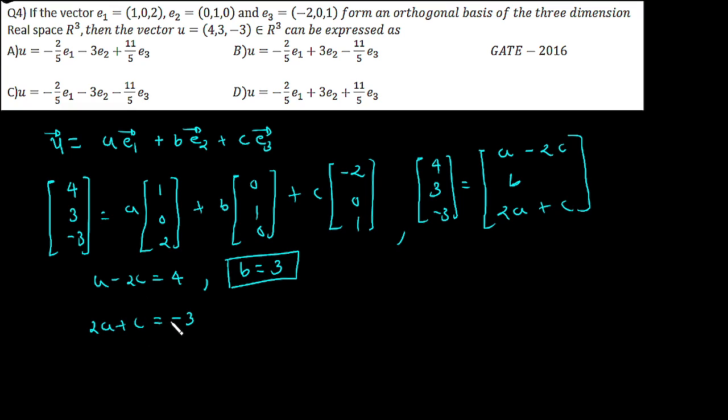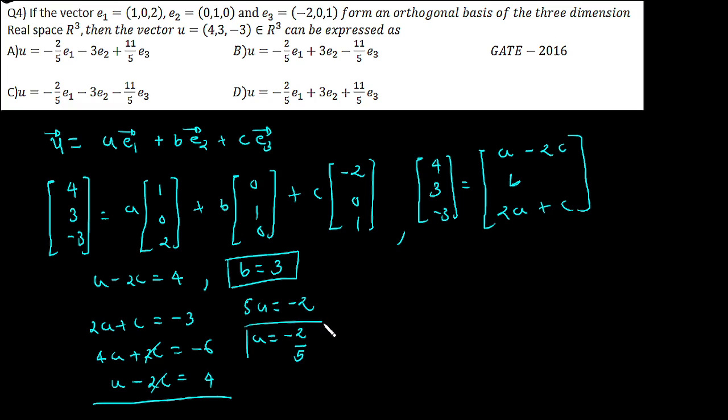Let's multiply this second equation by 2. So we simply get 4a plus 2c equal to minus 6. Sorry, not 4a, it's 2a plus c times 2, and the first equation is a minus 2c equal to 4. So let's add up these two equations. The plus 2c and minus 2c will cancel out. Here we are getting 5a and here minus 2. So 5a is equal to minus 2, so simply a will be minus 2 by 5.